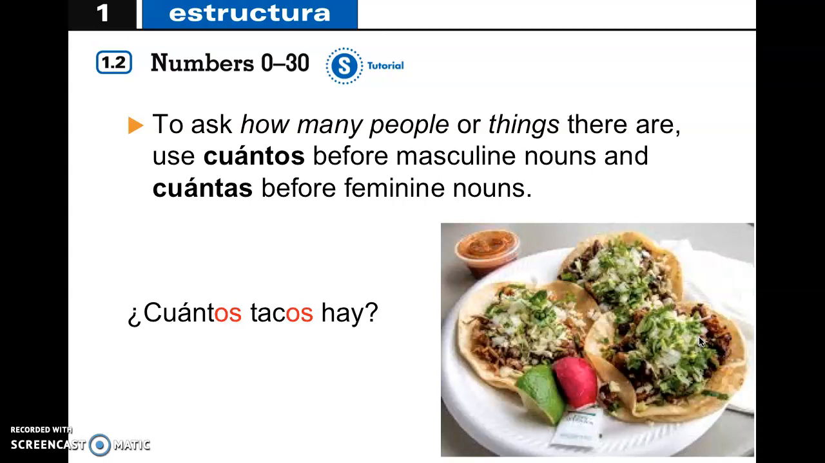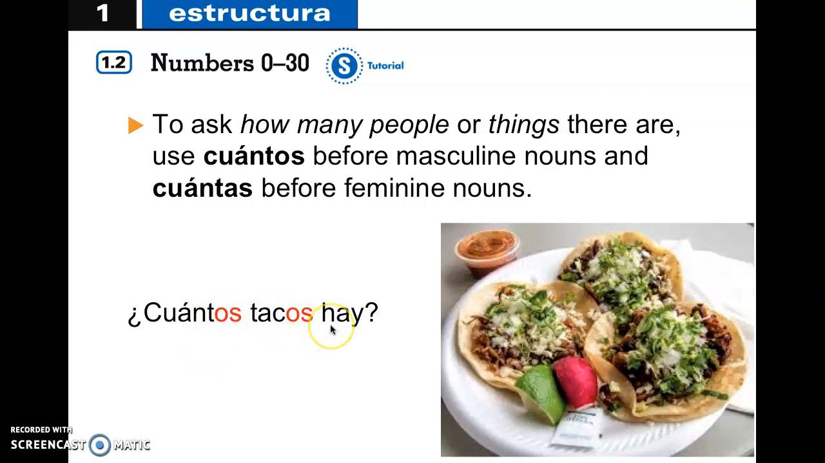Okay, that has to do with a concept called agreement, where whatever is referring to something female, the question word has to reflect that, and the same for the masculine. Okay, so taco is el taco. If you remember, it's a masculine noun, el taco. So in order to ask how many tacos are there, you would say ¿cuántos tacos hay? El taco, los tacos. Okay, it's masculine plural.